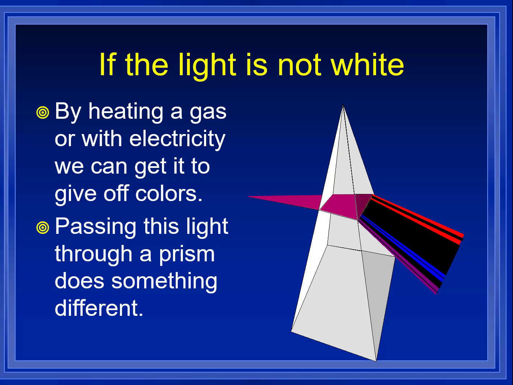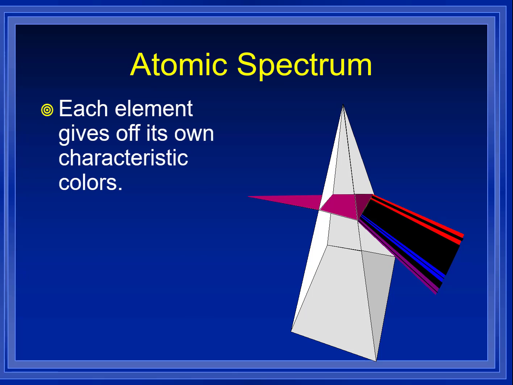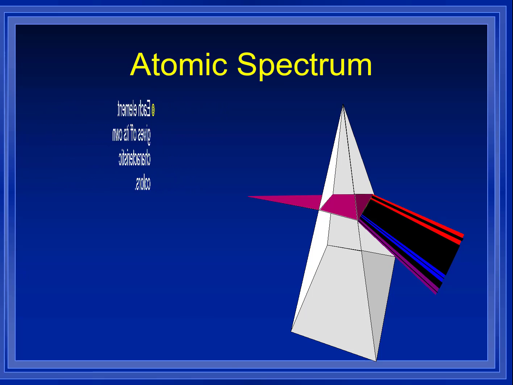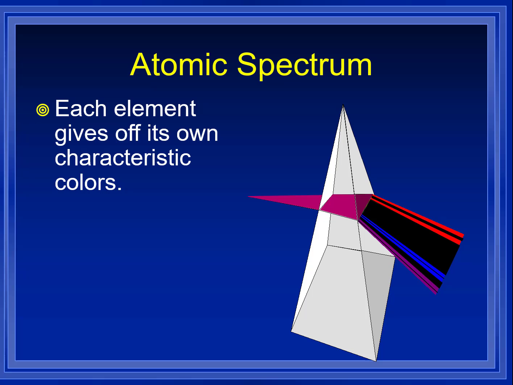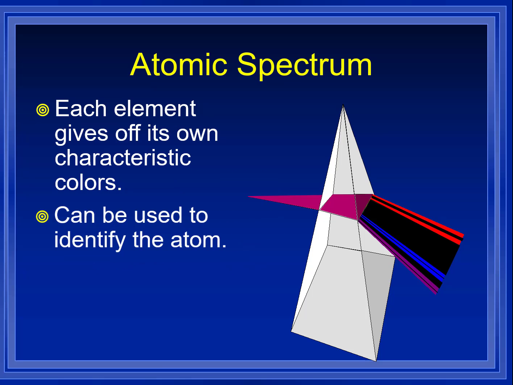Okay, and as you saw, each element gives off its own characteristic colors. I can tell if there's copper in something by doing that and seeing if it gives off the lines that copper gives off. If it gives off the colors that copper gives off, it's got copper in it. So if I heat it up and make it glow, I can use that to figure out what stuff is. It can be used to identify the atom.